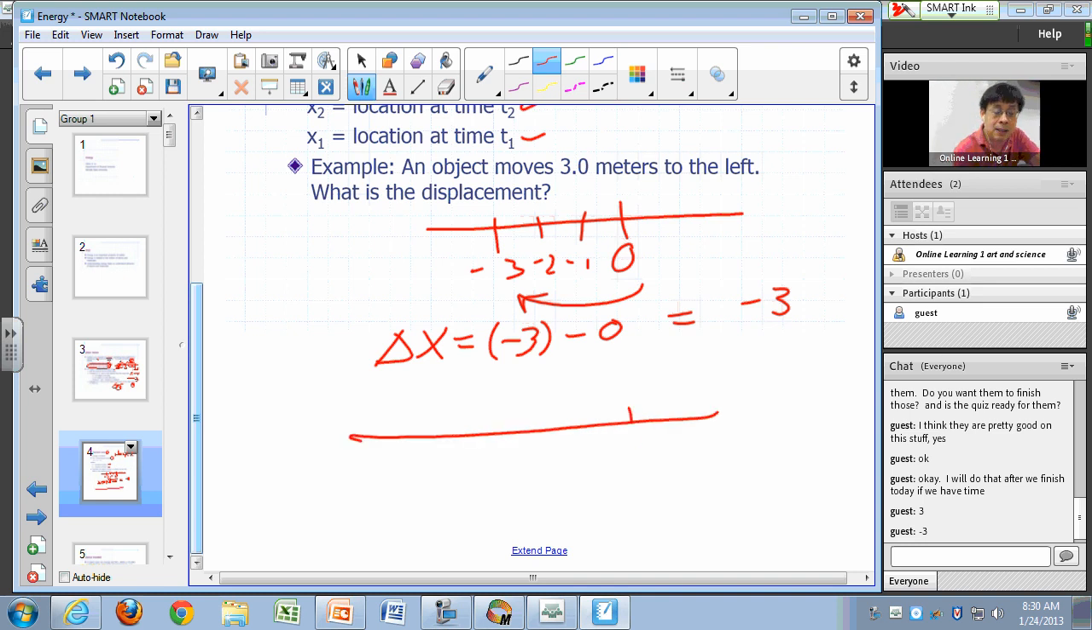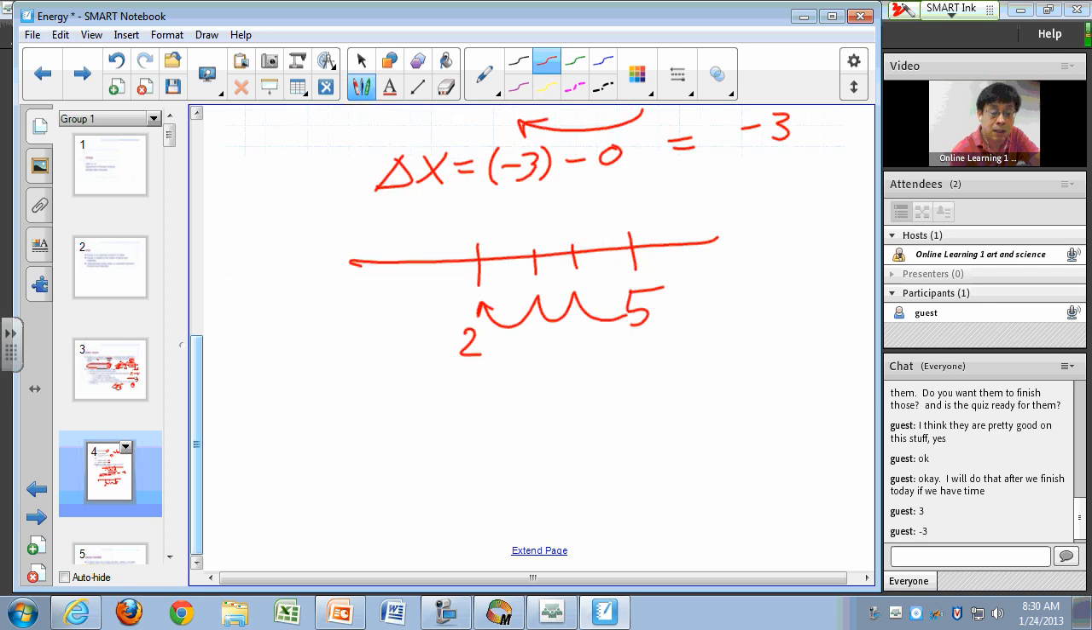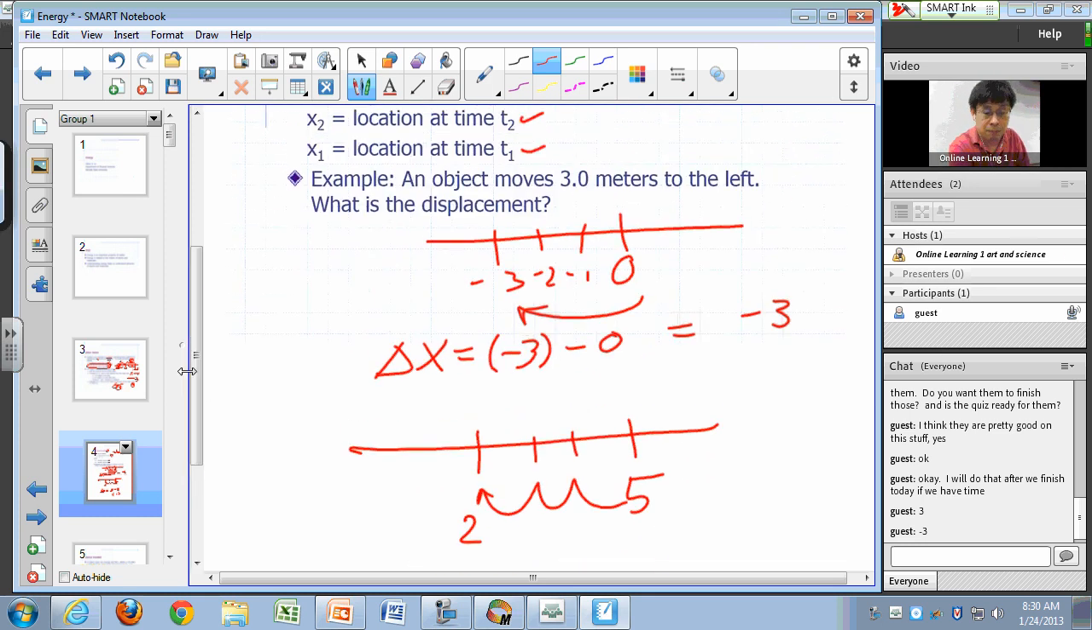Now, let's say this was at 5, and you move 3 meters to the left. So 5, 4, 3, 2. You go from x equals 5 to x equals 2. What's our delta x here? It's still going to be -3. You have 2, the final location, minus the initial location, 5. It's still -3. And it should be in meters, since it's given to you in meters.